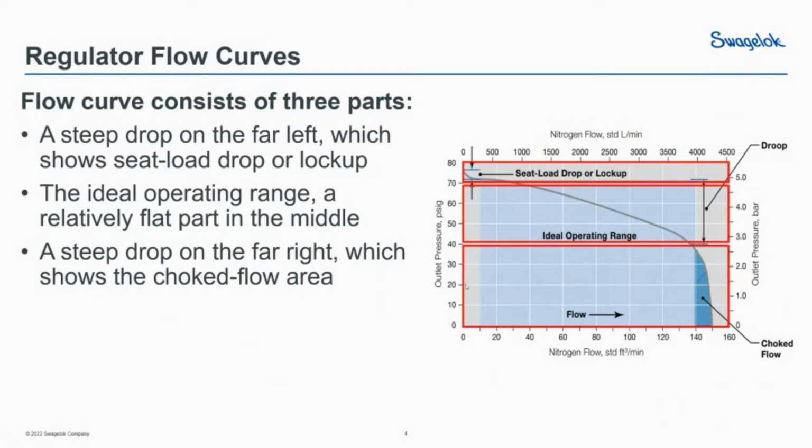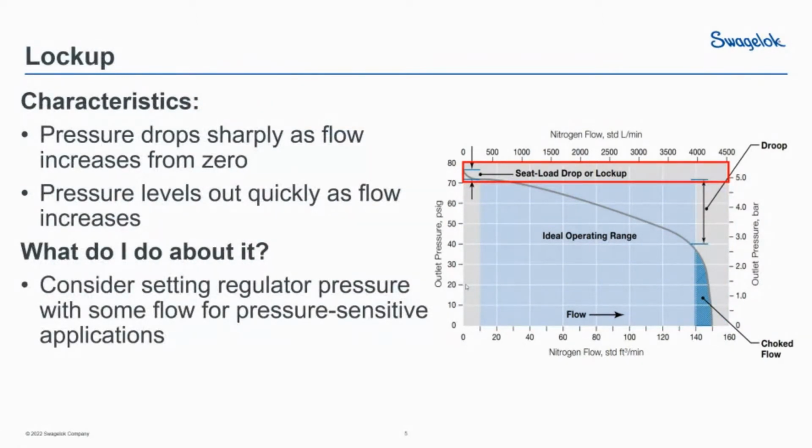I'm going to focus a little bit more on seat load and lockup and then that ideal operating range here. In the lockup region, once again, the pressure will drop pretty sharply as you increase the flow demand from zero, but it'll level out pretty quickly as well. Generally speaking, you want to avoid operating your regulators in this region if you can. What should you do about it? Well, if you have a situation where you have a particularly pressure sensitive application, we do recommend that you set your regulators under some amount of flow to ensure that you have the full pressure that you need at your operating characteristics.